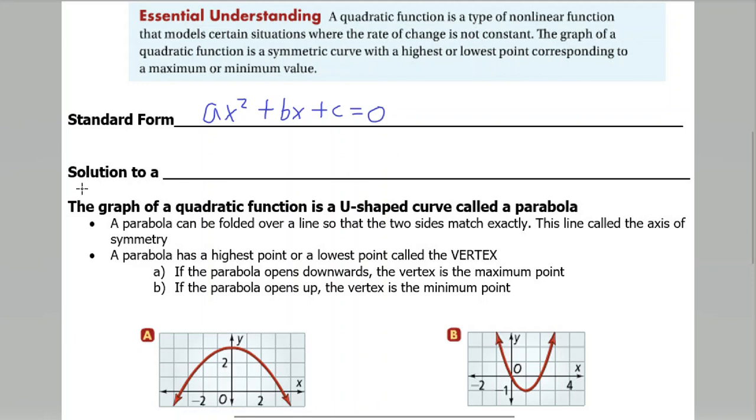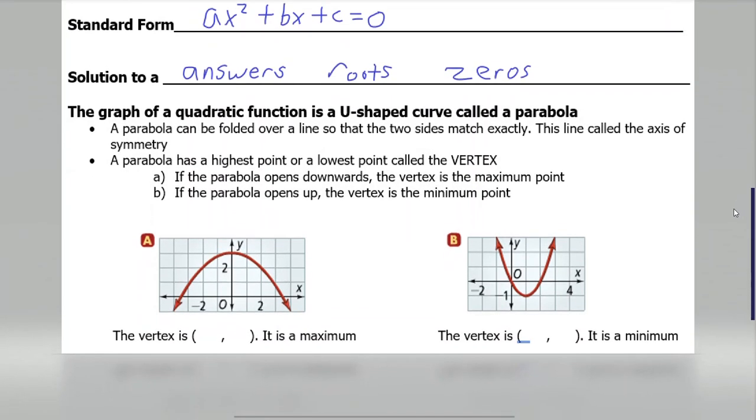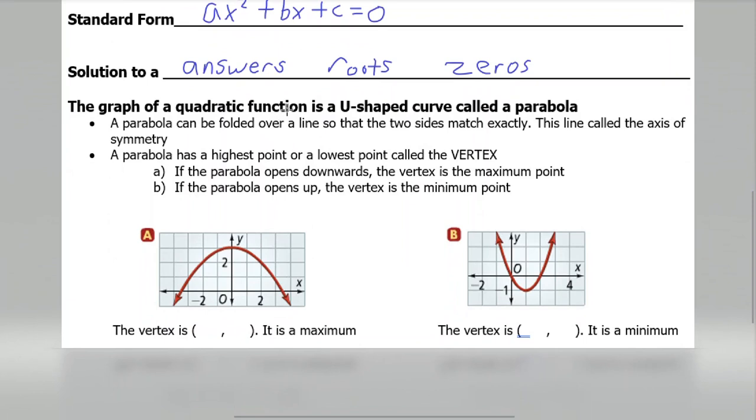All right, some things you need to know. Solutions: they can ask for solutions or answers or roots or zeros. And we're going to learn how to do those. All right, so the first thing we need to know is what a quadratic function is. And a quadratic function is a U-shaped curve called a parabola. If you look down here, this is a parabola. It's just a U-shaped curve.